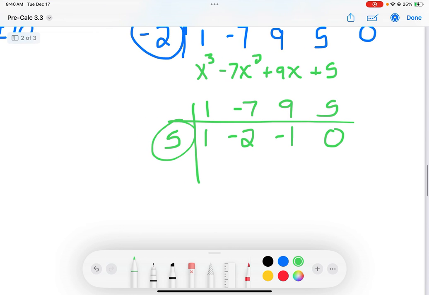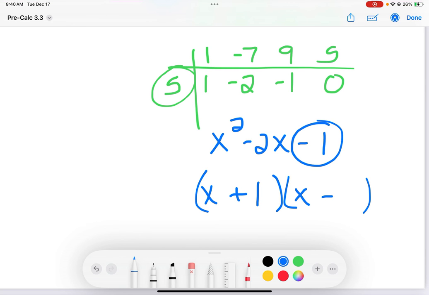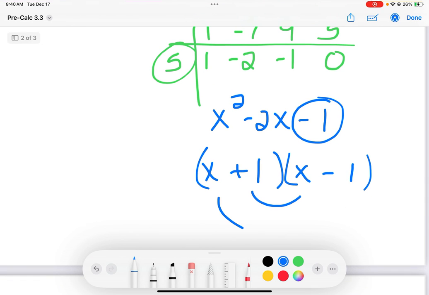And now this answer is written as x squared minus 2x minus 1. All right, we can try to factor this. It's kind of a long problem. x times x is x squared. So now to get -1, we know that we need 1 and -1. The issue is this is not going to add up to -2. So this is not factorable.